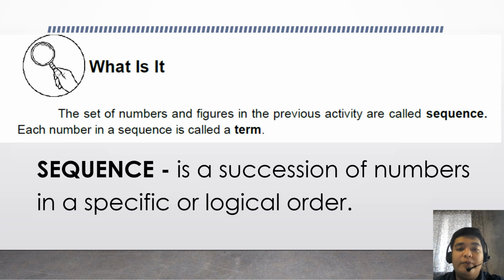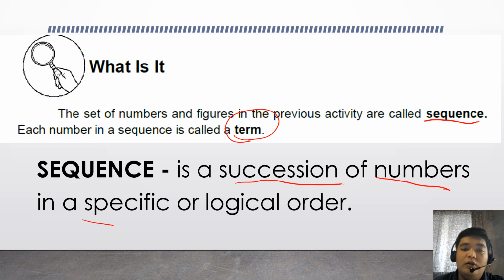So the set of numbers and figures in the previous activity are called a sequence. Each item in a sequence is called a term. So a sequence is a succession of numbers in a specific or logical order. Take note of our definition of sequence.